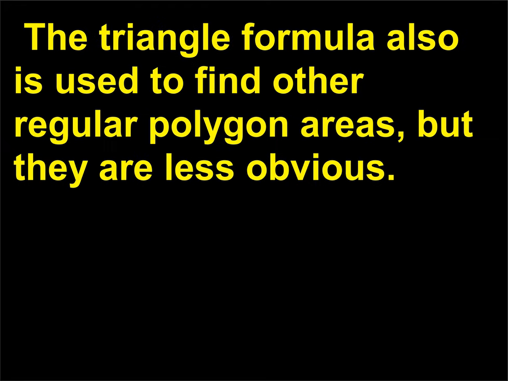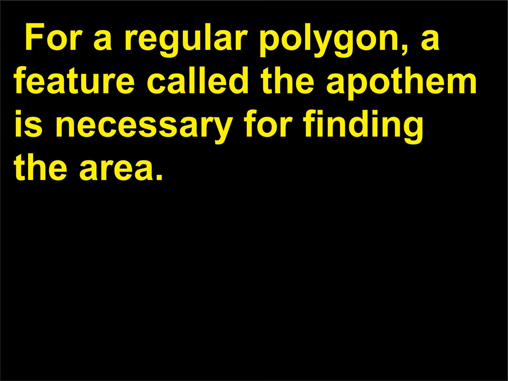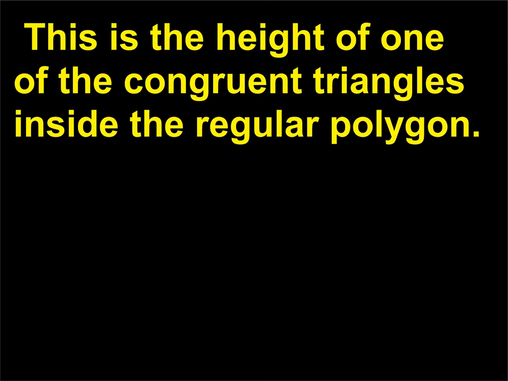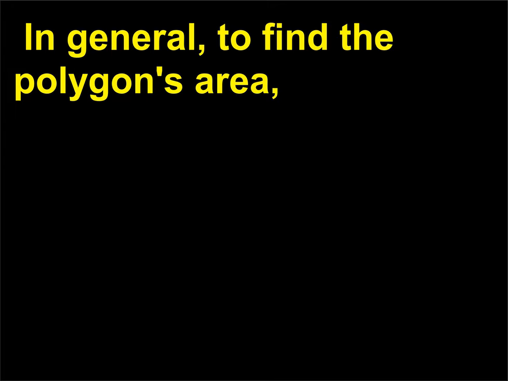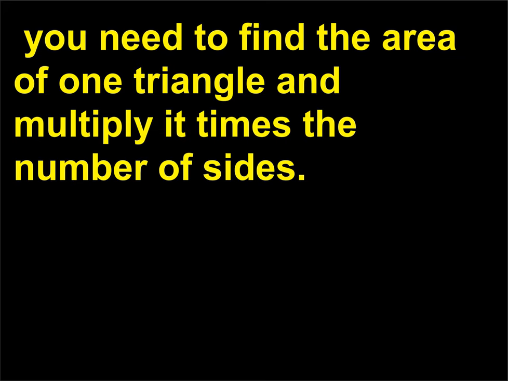The triangle formula also is used to find other regular polygon areas, but they are less obvious. For a regular polygon, a feature called the apothem is necessary for finding the area. This is the height of one of the congruent triangles inside the regular polygon. In general, to find the polygon's area, you need to find the area of one triangle and multiply it times the number of sides.